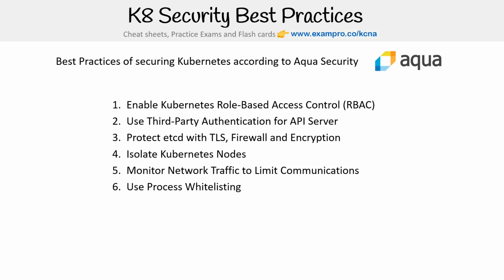Use process whitelisting. So if you have a machine, like a Linux machine, and it's running particular processes, only allow certain processes and everything else should be denied. Turn on audit logging. Sounds like a good idea. Audit logging, the idea is that if you have logs, make sure that no one is tampering with your logs.